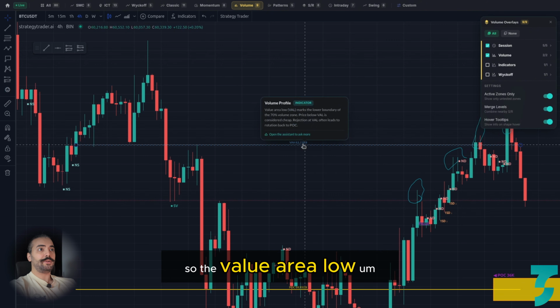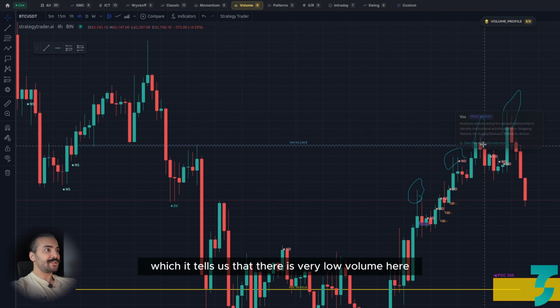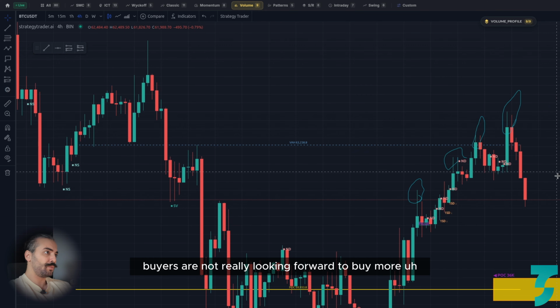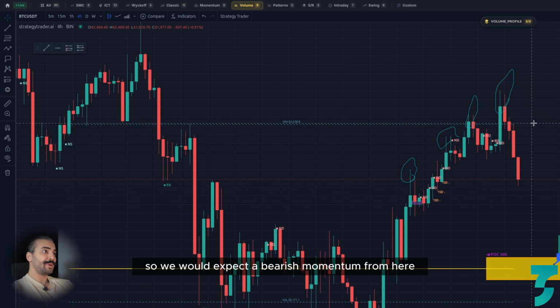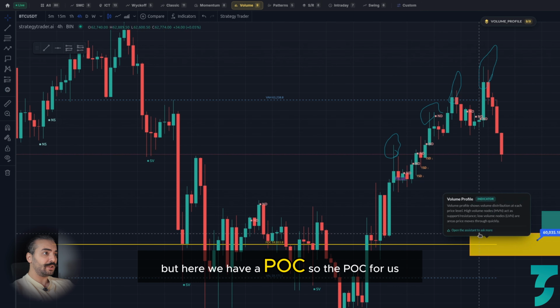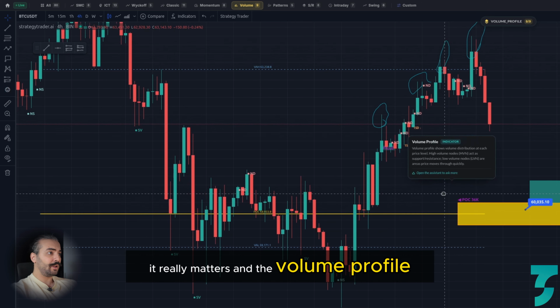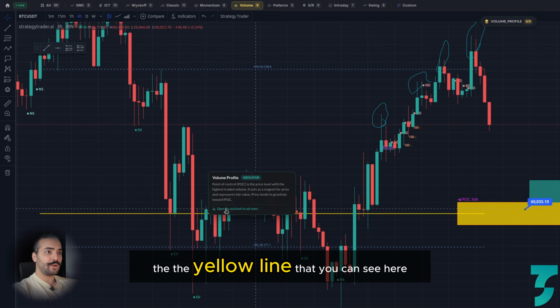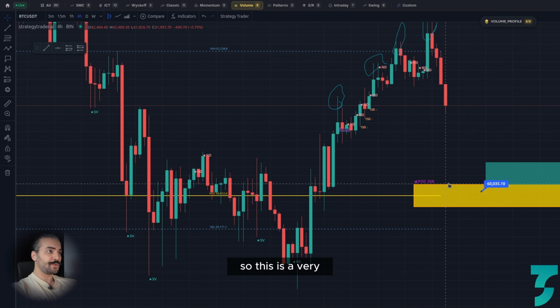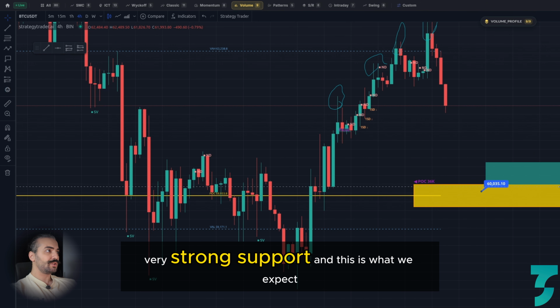The value area low tells us that there is very low volume here, which means buyers are not really looking forward to buying more. So we'd expect a bearish momentum from here. But here we have a POC, and the POC really matters for us. In the volume profile, this is the yellow line that you can see here. This is where the price can bounce from too. So this is a very, very strong support, and this is what we expect.